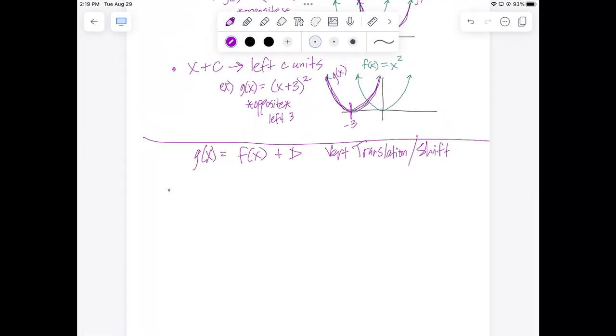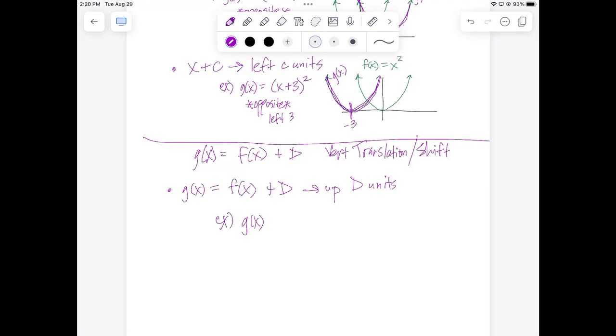Let's look at some examples here. So if I have g of x, if you see f of x plus d, that's going to be up d units. This one is exactly as it appears. You see plus d, it's not down d units, it's not opposite, it's outside, it's exactly as it appears. It's up d units.